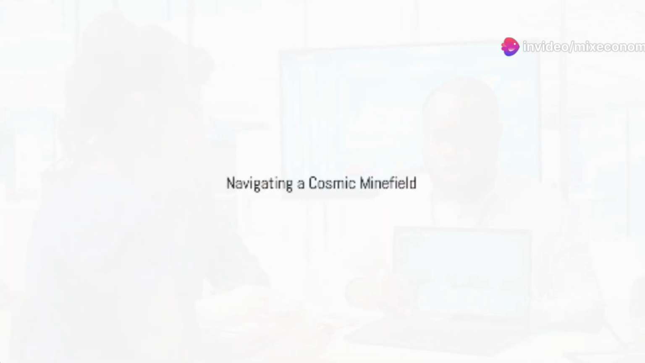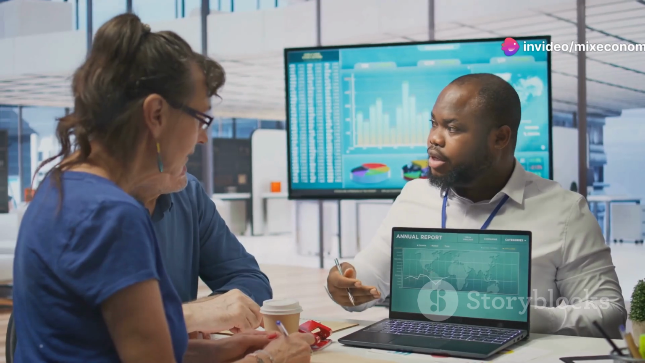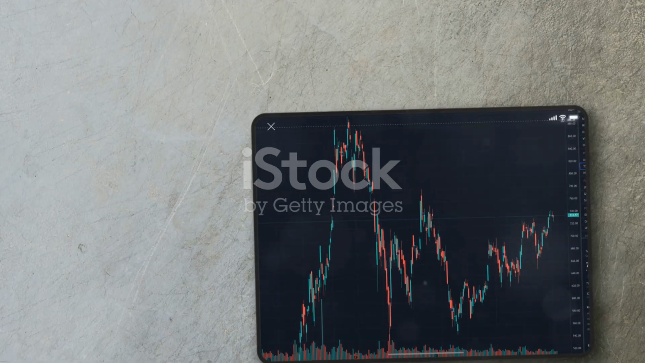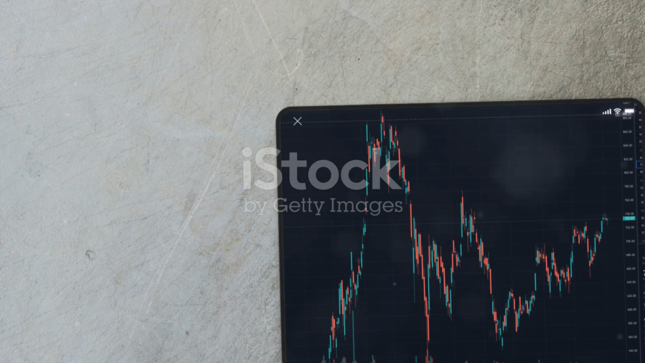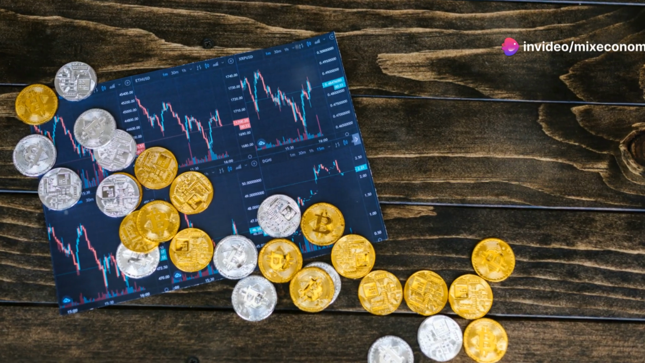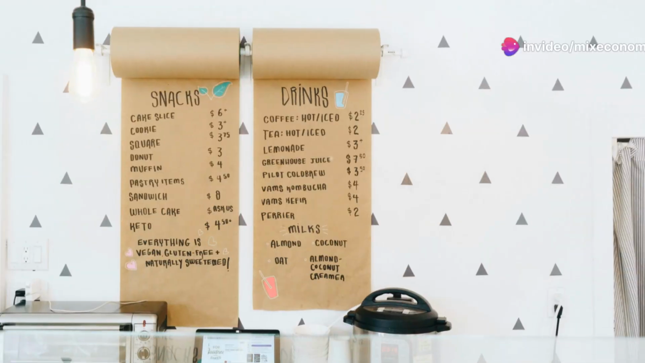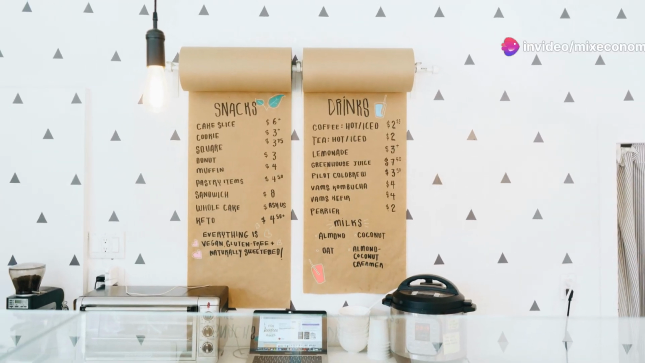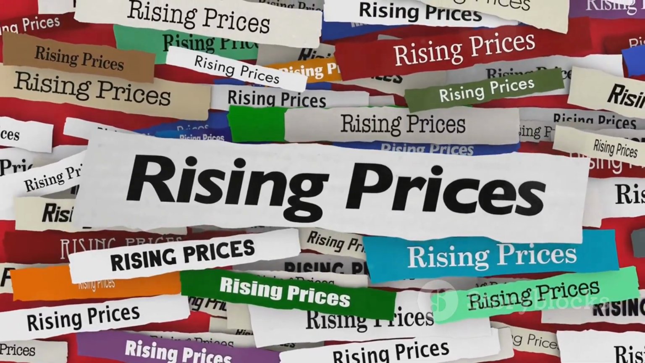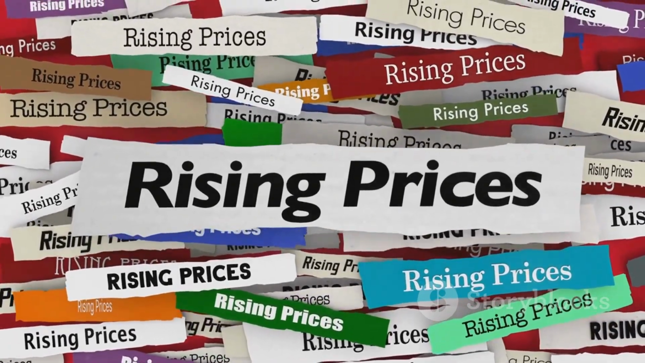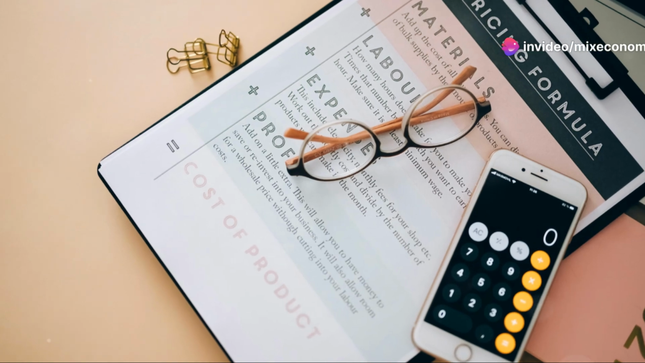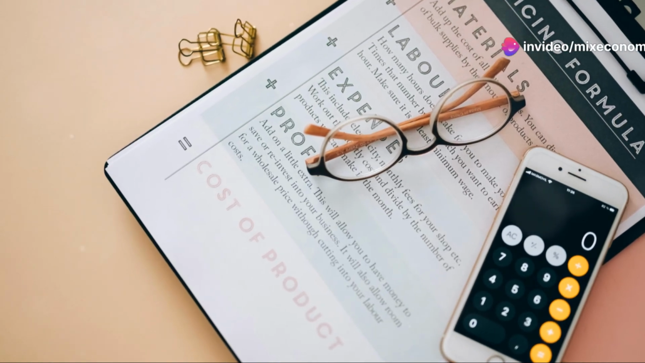While inflation is often viewed as a necessary evil in a growing economy, it's not without its costs. These costs, like cosmic mines hidden in the vastness of space, can disrupt economic activity and hinder long-term growth. One significant cost is menu costs. As prices rise, businesses must constantly update their prices, from restaurant menus to price tags in stores. This constant adjustment incurs costs, both in terms of time and resources.